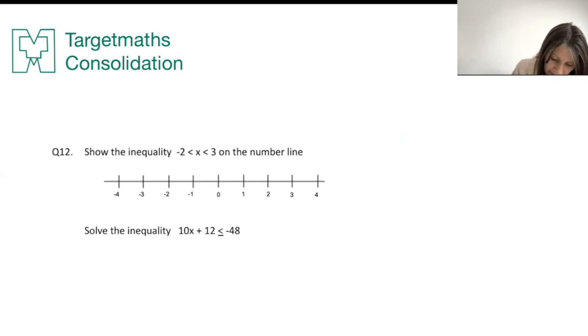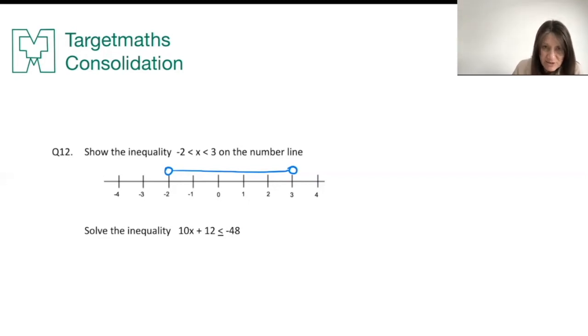So we're at -2, we're at 3. Join them up. Don't draw any colours in because neither of those inequalities have the equal sign. So that's what that should look like.